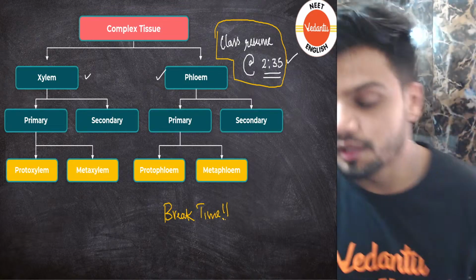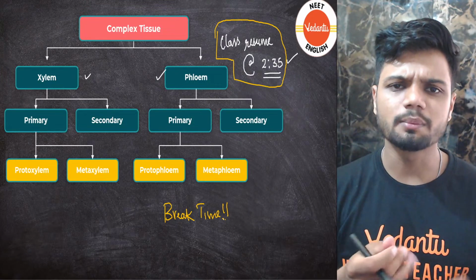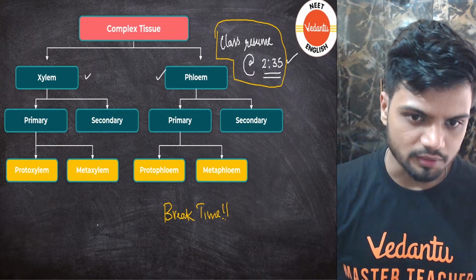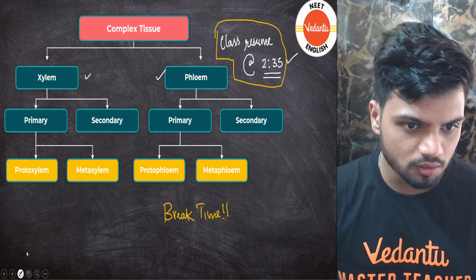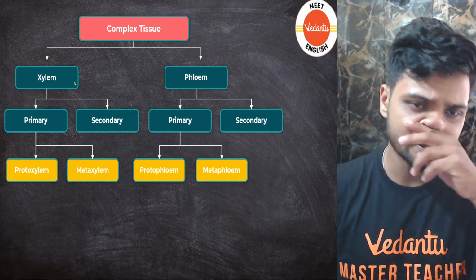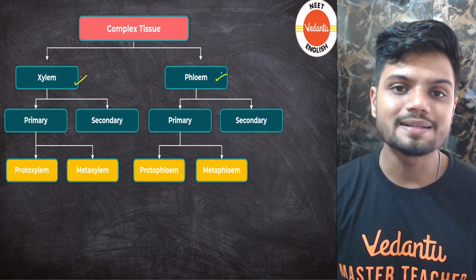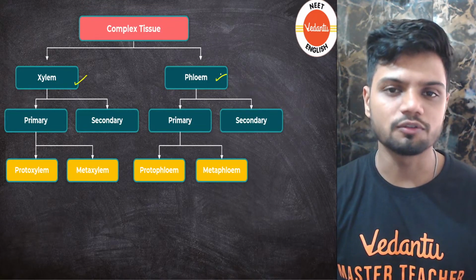Okay, students. Previously we finished the simple permanent tissues, done and dusted. Parenchyma, collenchyma, sclerenchyma, all three are done, right? Now we will go to the complex permanent tissue, where we have xylem and phloem. Each one of them has components, so we'll try to understand each one of them and write down a few points.